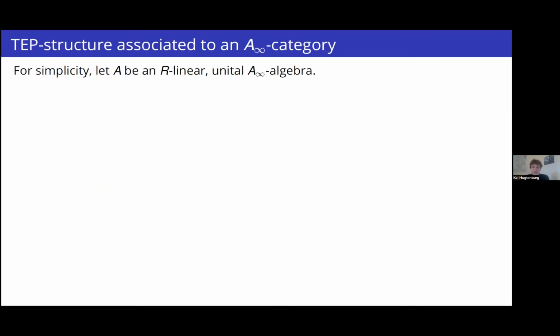Okay. The next example of a TEP structure is this: if you have an A infinity category, you can also associate a TEP structure to it. And for simplicity, let's just work with a unital A infinity algebra, because that makes the story a lot easier. So just to remind you, what are Hochschild chains on A? The Hochschild chains on A are a direct sum of K copies of A tensor, modulo the unit. How I always picture them is that you have your element in A, which lives at the bottom, and then the rest goes around in a circle.